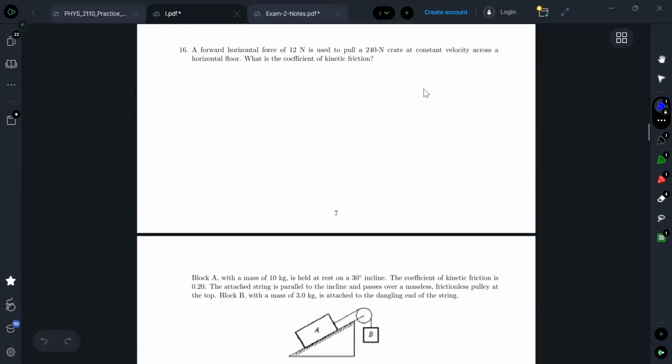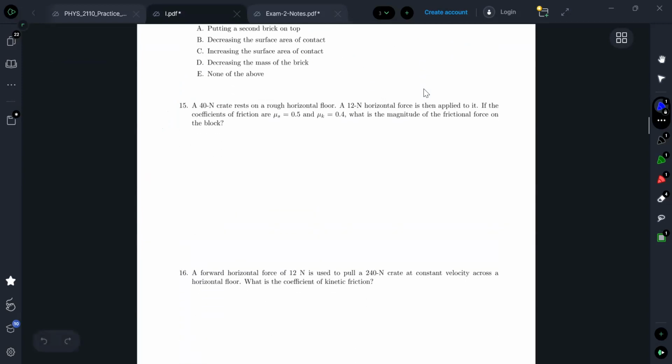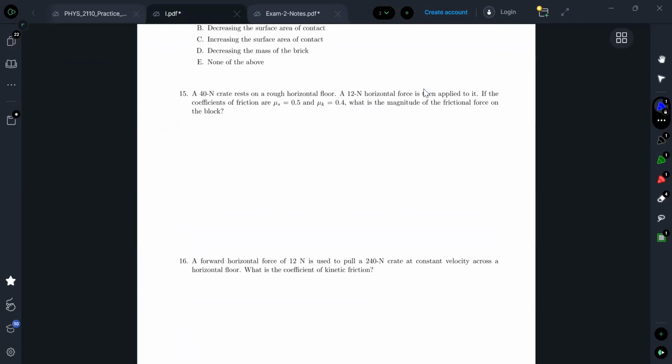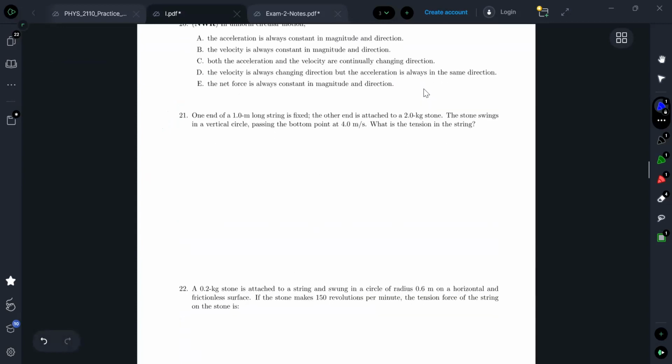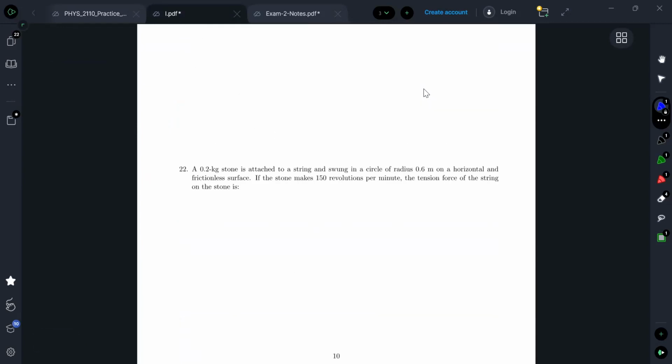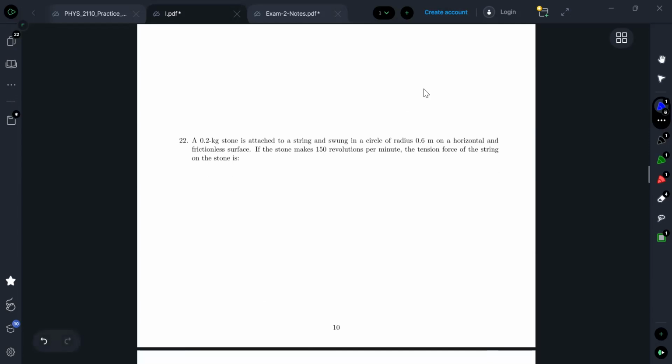Let's see. All right, I'm going to do this one, and I'll do this one. Let's see if there's any others. I'll do that one. All right, I'll do those for chapter 6.